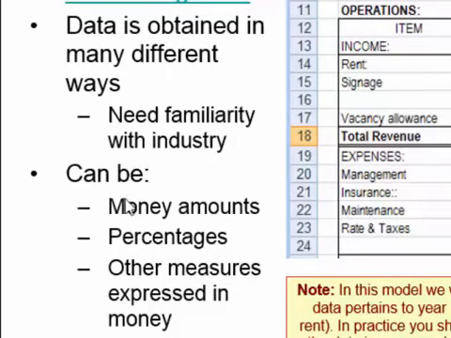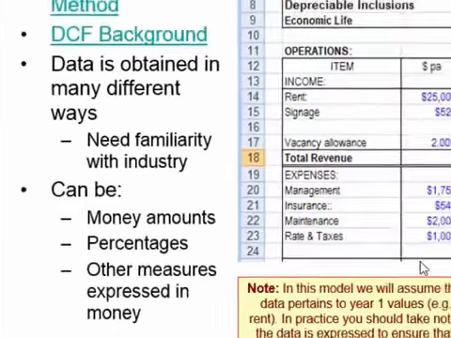The data can come as money amounts. In fact, most of the data is. It can come as percentages, especially things like the discount rate, the inflation rate, market growth rate, things like that. And there are some other numbers in there as well, the odd ratio here and there and things like that.